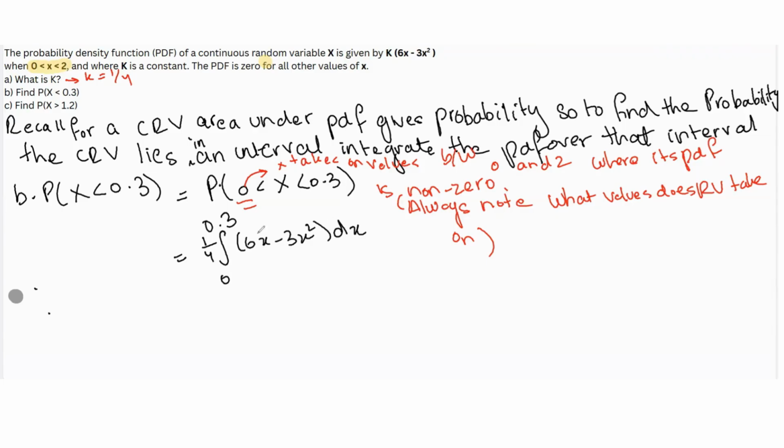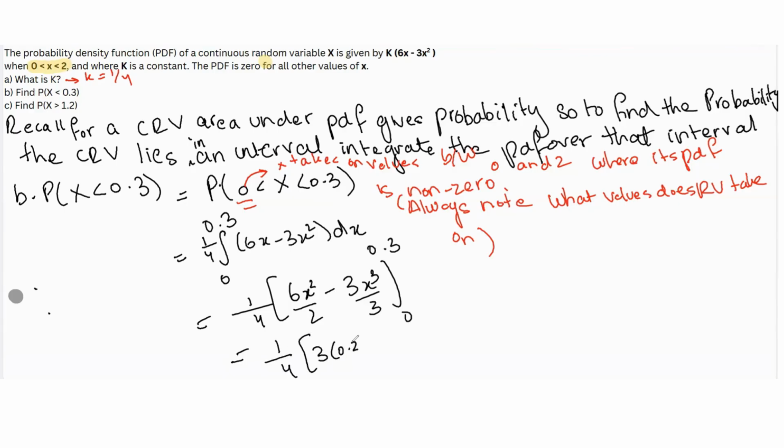So to find the probability it lies between 0 and 0.3, we can just integrate the PDF from 0 to 0.3. And once we integrate this, this would be 6x squared by 2 minus 3x cubed by 3, from 0 to 0.3. And then when we plug in the limits, this would just be 0.3 squared minus 0.3 cubed. And this just turns out to be 0.06075.